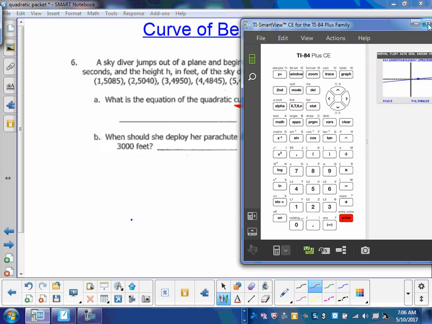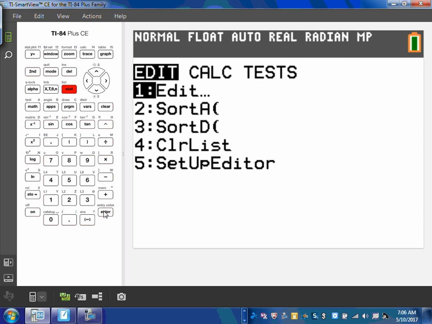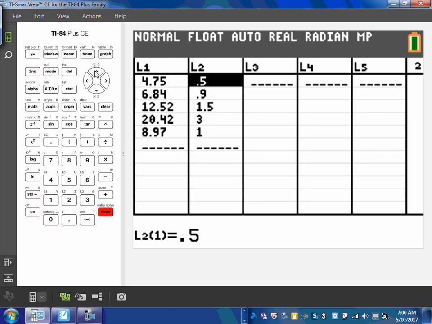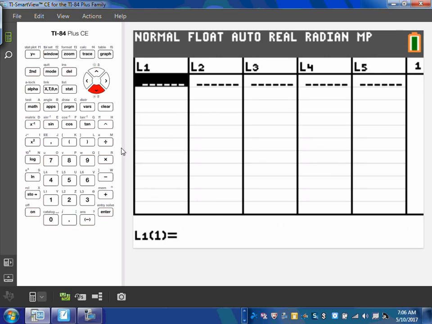So let's go into our calculator. Stat, Edit, and let's clear our list. And enter our data. So it's 1, 2, 3, 4, 5 seconds. Enter your feet.